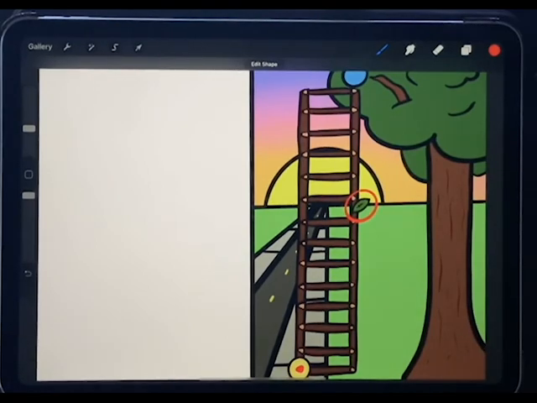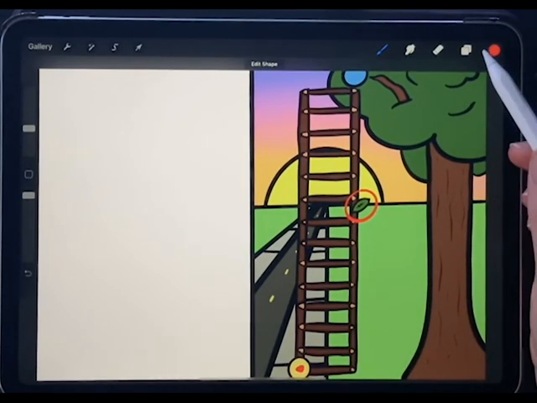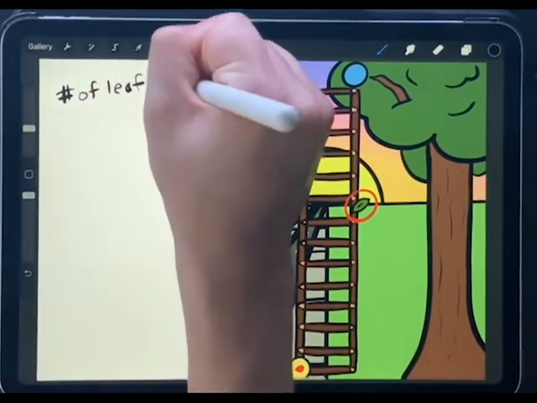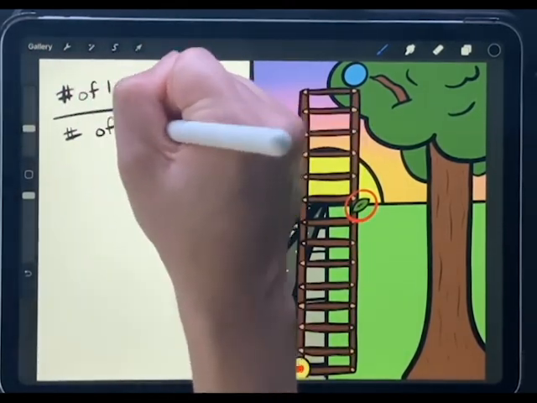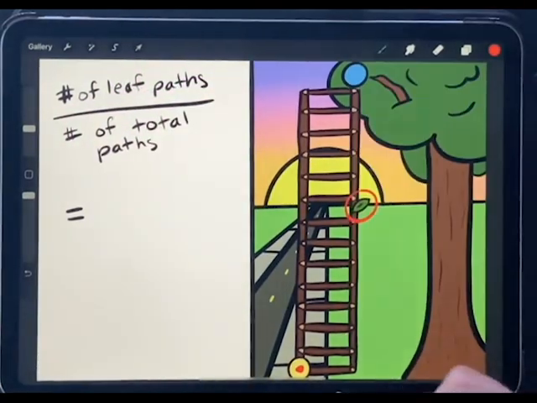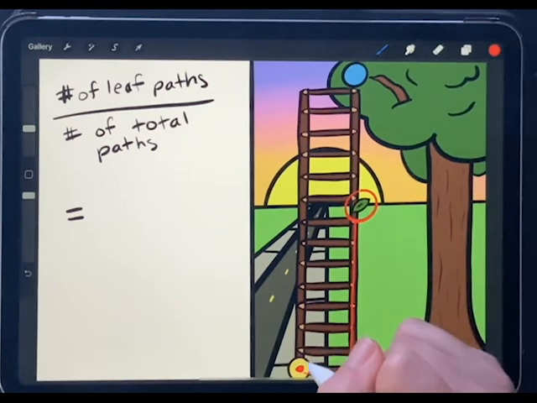For part B, we also want to figure out the number of total paths, and we also want to figure out how many of those paths lead us to walk past the leaf. So we want to set up a ratio of the number of leaf paths and the number of total paths.